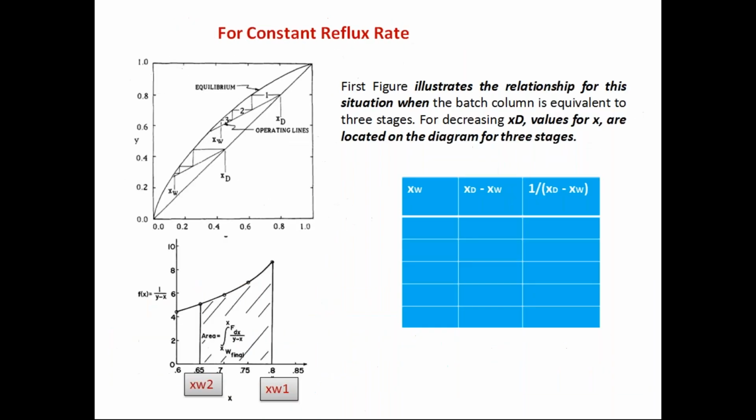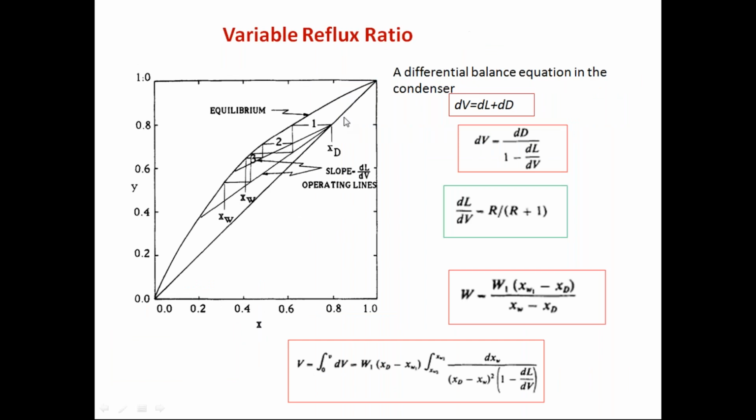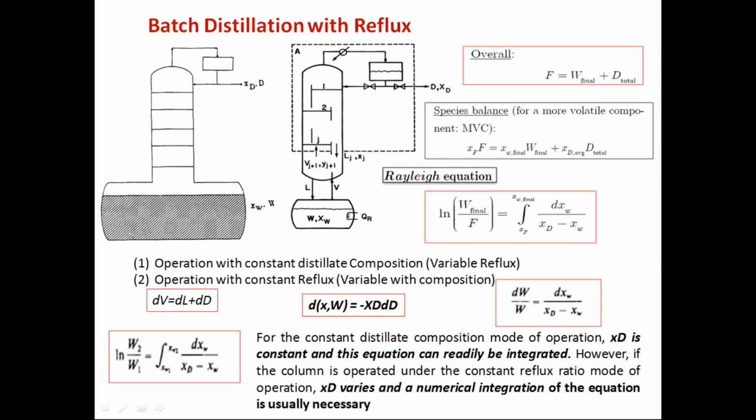But what is important? XD is kept constant. When you keep the XD constant, your reflux ratios have to be varied. The reflux ratios can never be kept constant because they go on changing. So this problem has become a variable reflux ratio problem. For the variable reflux ratio problem, you can take a differential balance equation in the condenser as we have taken here. As you have taken in this case, dV is equal to dL plus dD.